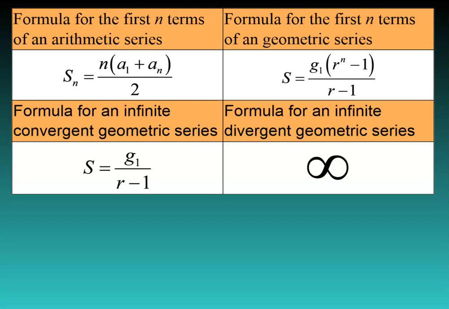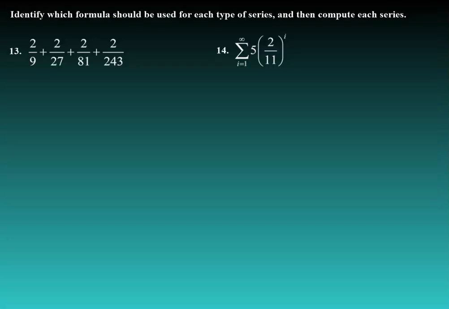Formulas for the first n terms of an arithmetic series. So all we have here is just all of the formulas all in one place. Again, we talked about this being 1 minus r instead of r minus 1. These are just all the formulas we have seen already, just put in one place. Identify which formula should be used for each type of series, and then compute each series.